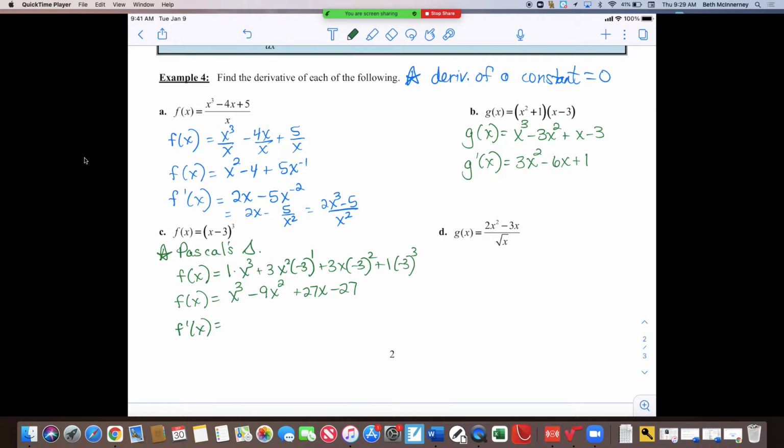All right, then the derivative is pretty straightforward here. 3x squared minus 18x plus 27.